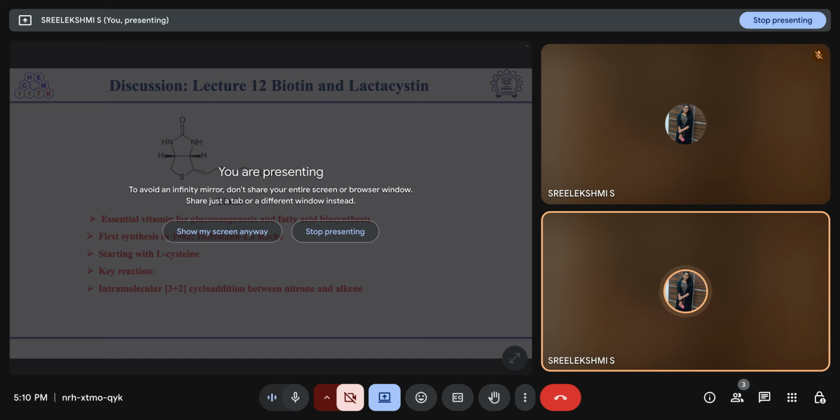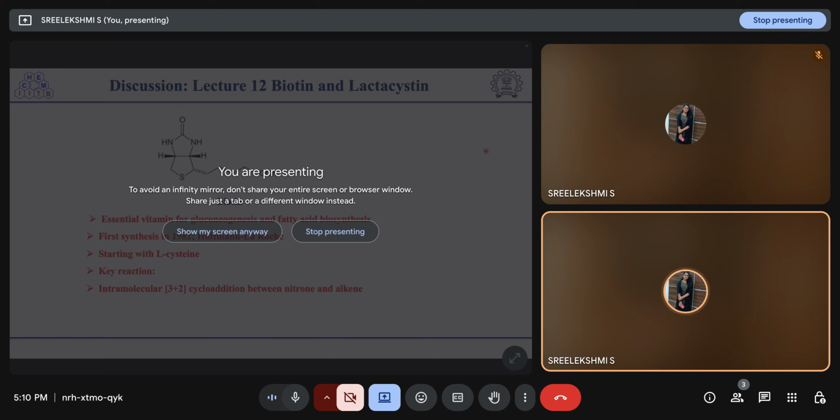So, biotin, as we know, is an essential vitamin for gluconeogenesis and fatty acid biosynthesis. As evident from this structure, it has three stereocenters, 1, 2, and 3, a tetrahydrothiophene ring, and a 5 carbon chain with a carboxylic acid group.